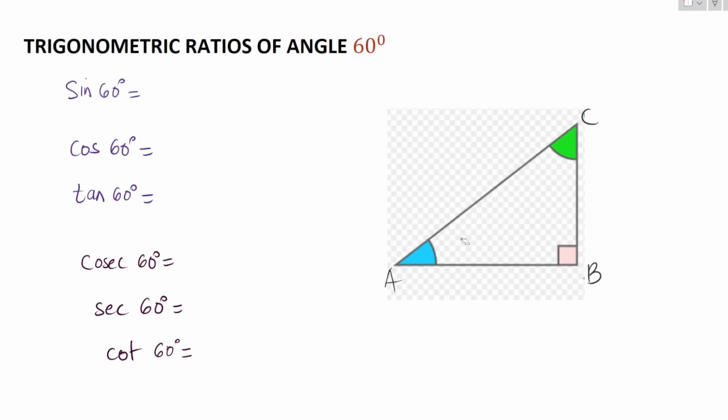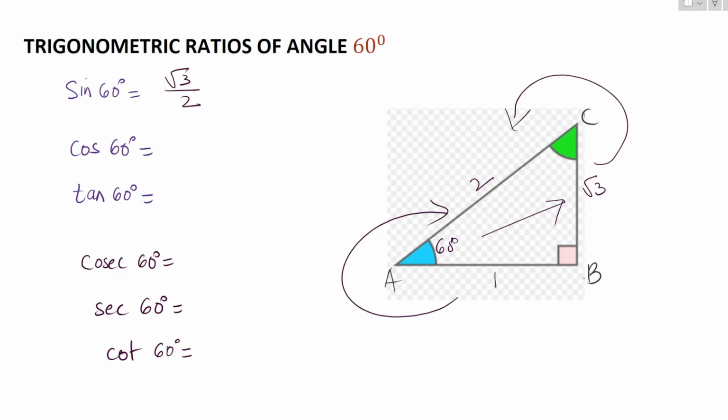Now for 60 degree, just remember to draw a right angle triangle ABC, and if you are taking angle at A as 60 degree, remember to take opposite to 60 degree side as root 3 and adjacent as 1, and AC hypotenuse as 2. Sin 60 degree in this case will be equal to root 3 by 2. Cos 60 degree will be equal to 1 by 2, and tan 60 degree is equal to root 3 by 1.